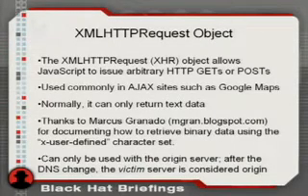XML HTTP request is an object in the HTML document object model. It pretty much allows JavaScript to create its own arbitrary HTTP requests, usually either GETs or POST. It's best known for being the key component in AJAX sites like Google Maps or Yahoo Mail. Normally, it can only transfer text data because, as the name implies, it was designed for XML content.